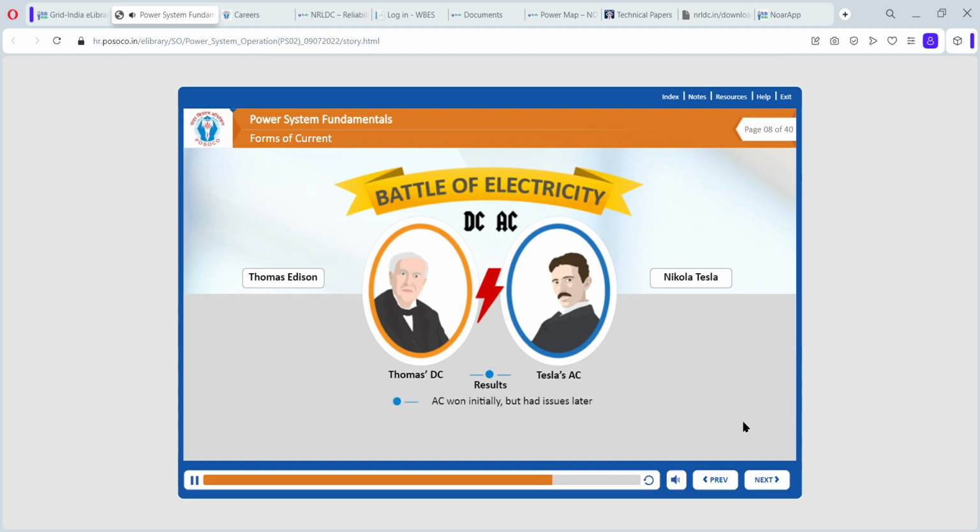Though AC won the initial battle, it had stability issues in case of long-distance power transmission. Even sending AC power through cable encounters a large amount of loss after some distances. In such cases, DC was proved to be more economical. With the passage of time and better knowledge of the advantages of both forms, the world has opted to use both AC and DC.